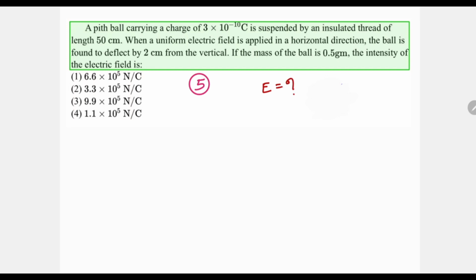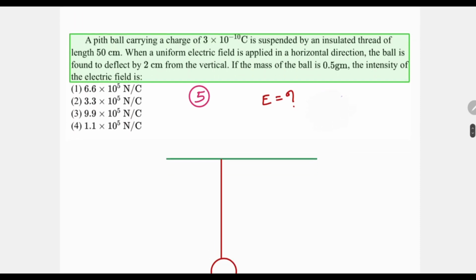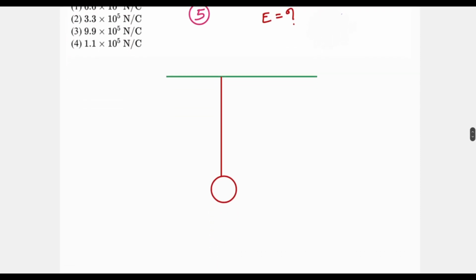Now we can go to visualization of the situation given in the question. That's very important. So a pith ball is hanging or suspended by an insulated thread of length 50 centimeter. We can visualize that concept. So pith ball situation will be like this. It's a pith ball. And it has a mass and it has a charge also. So I am denoting it generally here. Mass m and charge q.